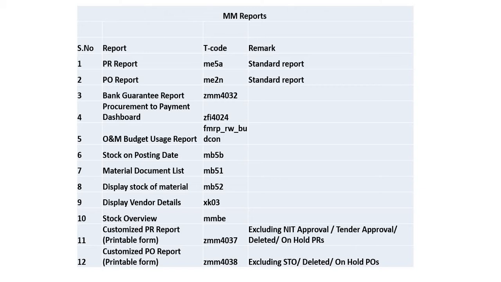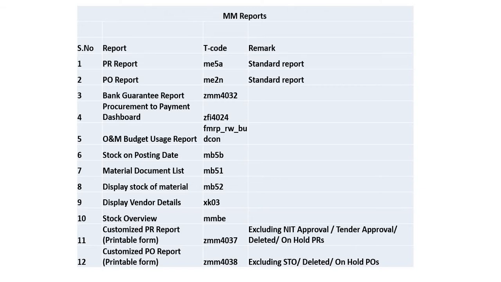Now there are two customized reports that are also in printable form already that have been developed in the system. First one is ZMM4037. This is the PR report and it excludes NIT approval, tender approval, deleted and on hold PRs, which means it will show only the PRs which have consumed budget at a particular plant for a specific period of time.